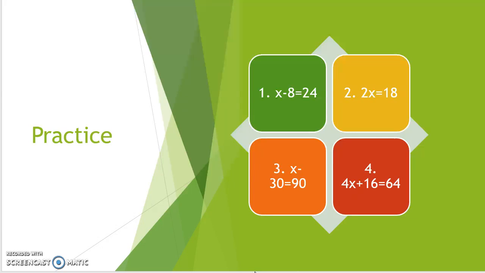And number 4, 4x plus 16 equals 64. And that's a 2-step equation, which is mentioned in the second video. So if you need help on that one, just remember, take note, and we'll go over it together. So you can pause the video now. I want you to pause the video and then try to do these equations. And then we'll go over the answers together on the next one. So pause the video right now.